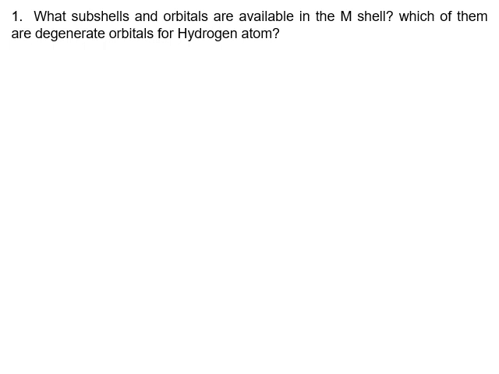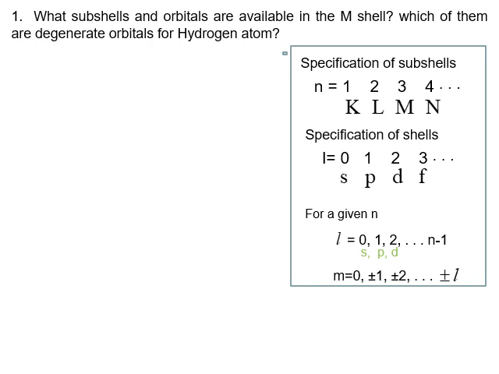Question number 1. What subshells and orbitals are available in M shell, and which of them are degenerate orbitals for hydrogen atom? The principal quantum number n is also called shell. n equals 1, K shell, 2, L, 3 is M. So for the M shell, principal quantum number n is 3. And when n equals 3, l can be 0, 1, 2, up to n minus 1. So here are 0, 1, 2, which are called s subshell, p subshell, d subshell.